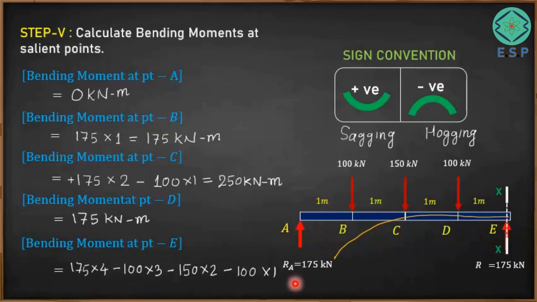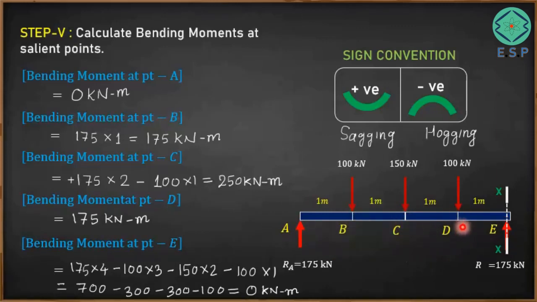So if you calculate this value, this is going to be 700 minus 300 minus again 300 and minus 100. If you simplify, this value is going to be 0 kilonewton meter. At point E we are getting 0 bending moment. Okay, so this way we have calculated the bending moment at point A, at point B, at point C, at point D, and last at point E. So we got all the bending moments at salient points.